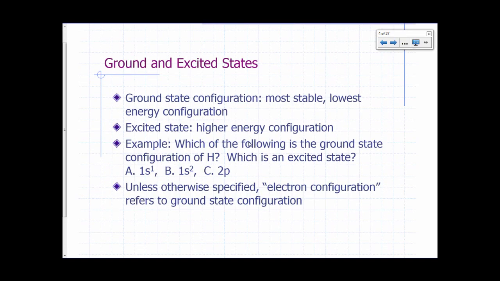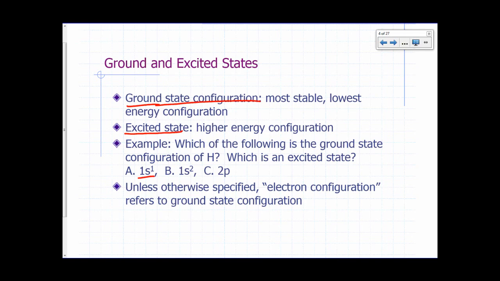Okay. We use the word ground to refer to the most stable configuration. So the ground state configuration refers to the most stable or the lowest energy configuration of an atom or an ion. And the word excited refers to a higher energy condition. So an excited state configuration would involve one where the atom or the ion is at a higher energy. So which of the following is the ground state configuration of hydrogen, and which one is an excited state?